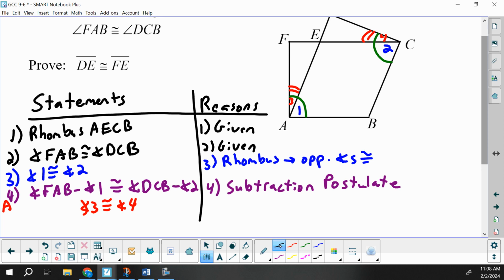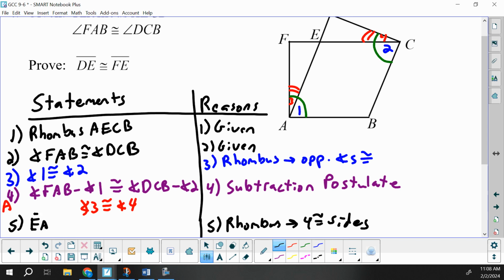Well, another way the rhombus can help us is rhombus has 4 congruent sides. And EC and EA are both sides in the rhombus. So we'll do rhombus implies 4 congruent sides to give us EA congruent to EC. We'll mark that up in our picture with a tick mark, and that just gave us a side in our triangles. So we have a side and an angle.